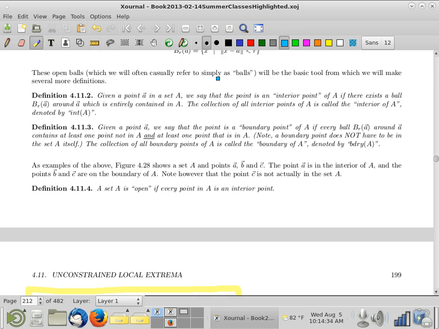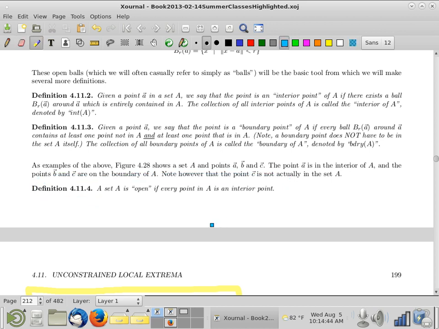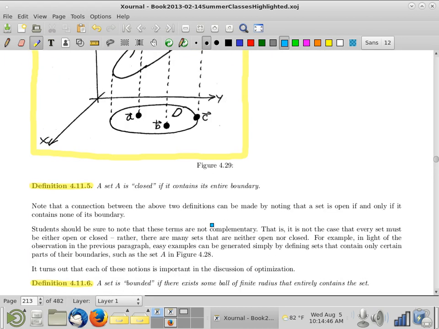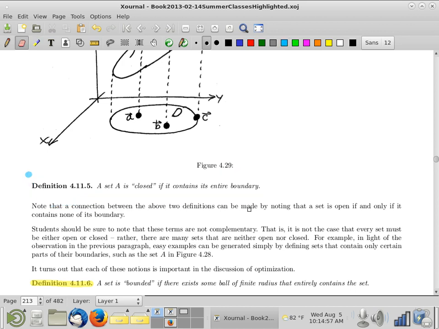Okay. So sometimes every point in the set will be an interior point. That's what we call an open set. Sometimes a set will contain its entire boundary. That's what we call a closed set. Okay. This is a little bit of terminology that's going to come up here and there.